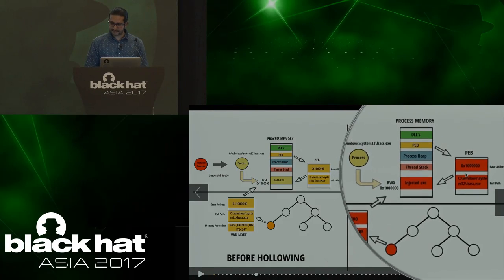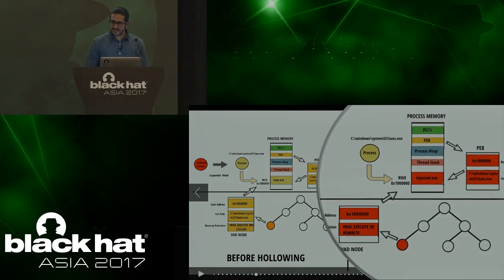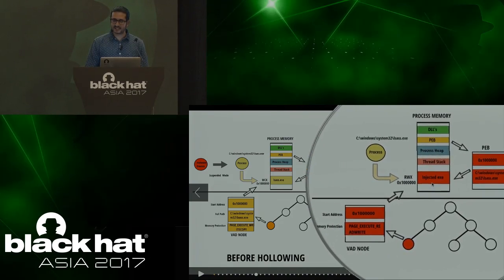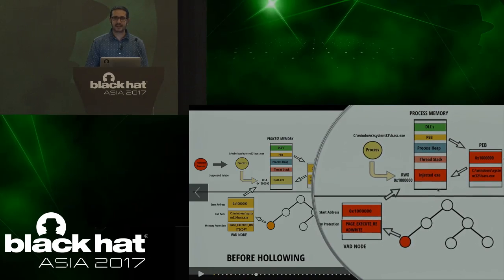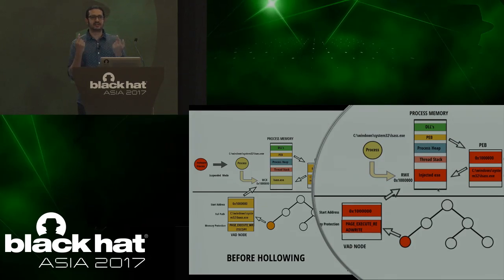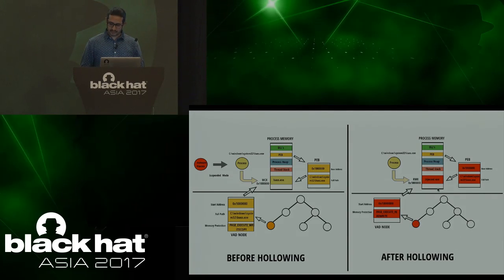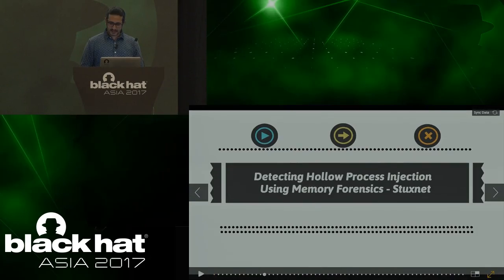Another thing, notice the PEB is still saying that the lsas.exe is at this address, whereas the VAD does not show you the path to that lsas.exe. So this discrepancy, the discrepancy between the PEB and the kernel tree structure, the VAD tree structure, can be used to determine the hollow process injection. Let me show you with a screenshot how that works.